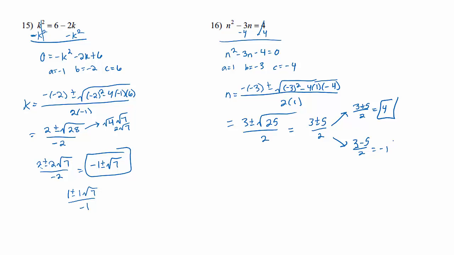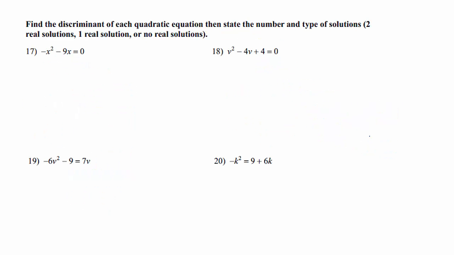Often when we talk about the quadratic formula, we talk about the discriminant. The discriminant is part of the quadratic formula. It's b squared minus 4ac. And what it does is we'll get a number, and that number tells us how many solutions there are and whether or not they are real or imaginary.